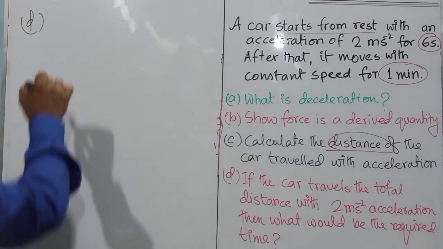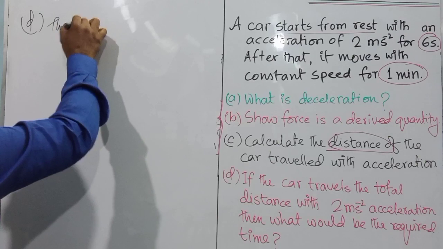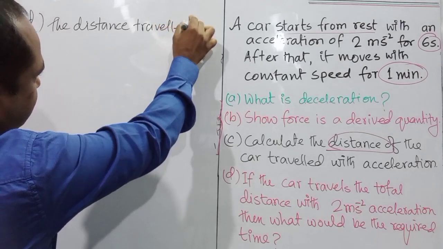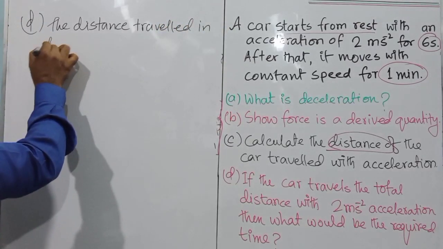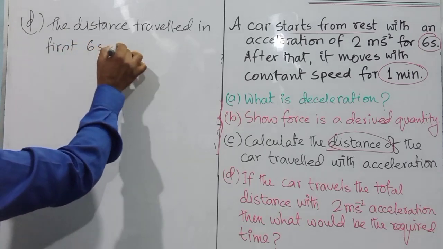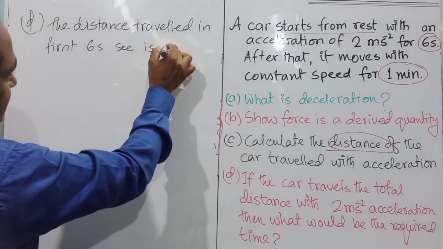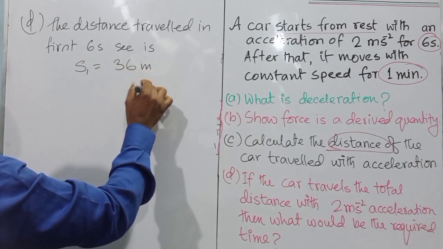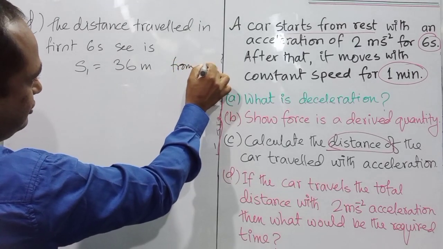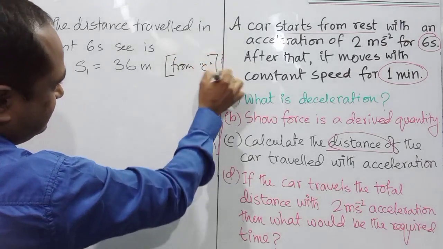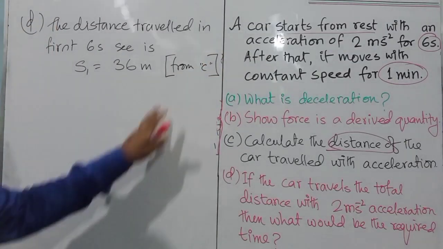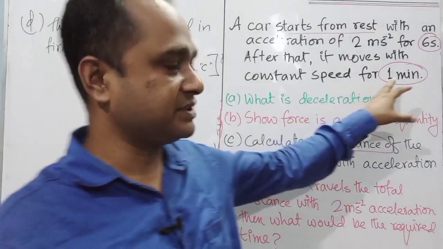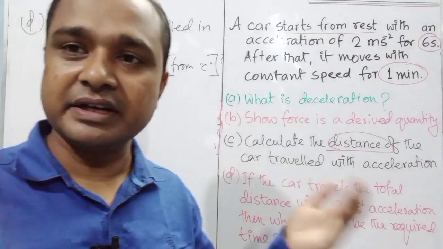To solve D, the distance traveled in first 6 seconds is S1, which is 36 meter from C. For the question C, we have already calculated it. Now we have to calculate the distance for the remaining time, that means for next 1 minute.